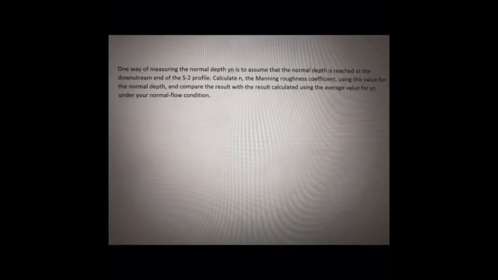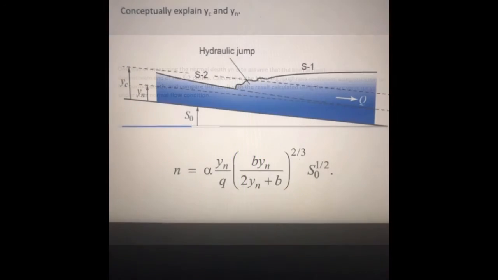The next question that was asked to me was to calculate the Manning roughness coefficient using a different value for the normal height of the water. The height they want me to use is the value of the height of the water at the end of the S2 profile. The average value of Yn used was 0.01933, and the value they want me to use is 0.021. So, using the equation presented below the graph, I was able to calculate the value to change to 0.00811 from 0.0777. And this is due to the fact that we have all the variables in the equations except for the Yn, which they wanted me to change.